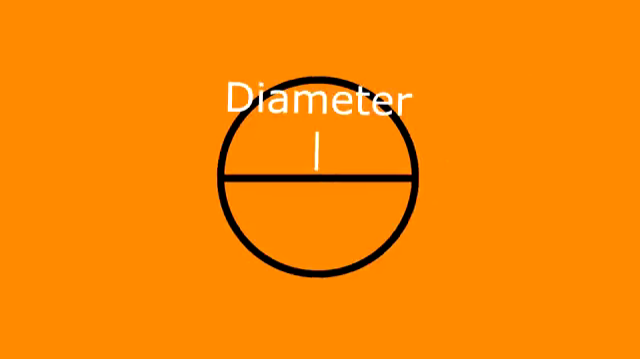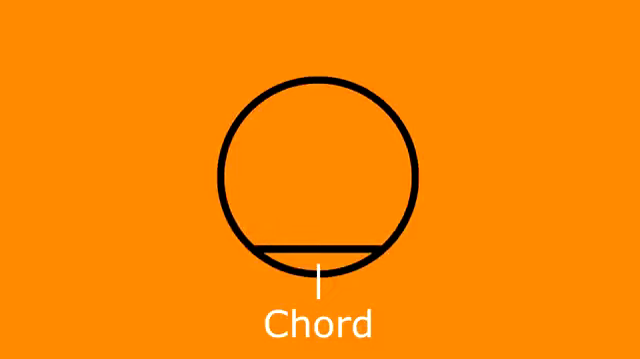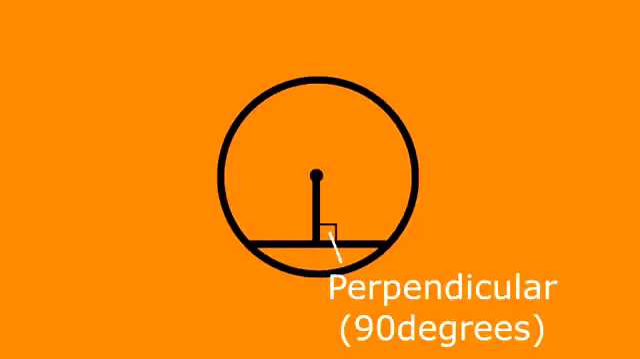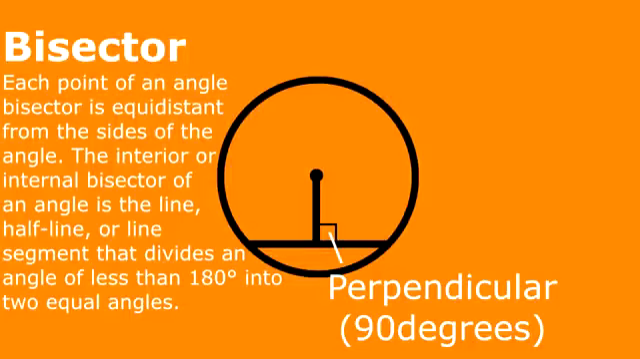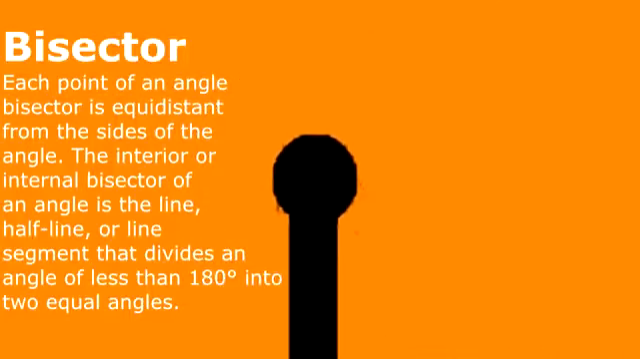Okay, starting off. A chord is a line that lies anywhere below the diameter that goes from one side of the circle to the other. In this image, the perpendicular bisector of the chord passes through the centre of the circle.